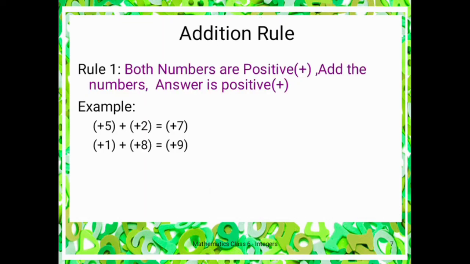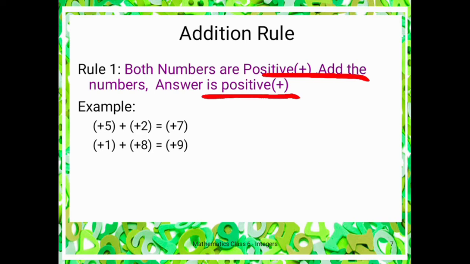Okay, the next topic is the addition rule. There are numbers with positive signs and negative signs: maybe both numbers are positive, both numbers are negative, or one number is positive and the other is negative. There are different possibilities. So the first rule: both numbers are positive. Then how can we add? This is the usual addition, because both numbers are positive. Simply add the numbers and the answer is also positive.